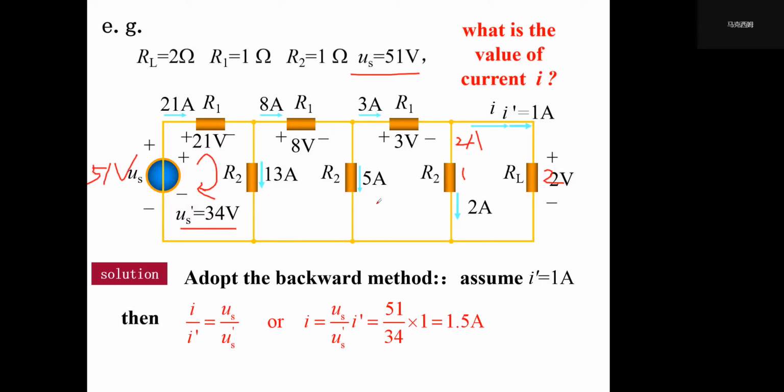So the real I must follow the same proportion that the US dot and the US have. So I has the same proportion to I dot as the proportion between US and US dot. And since US is 51, US dot we calculated is 34 volts, and the I dot we assumed is 1, we can reach the final conclusion that I equals 1.5 ampere.